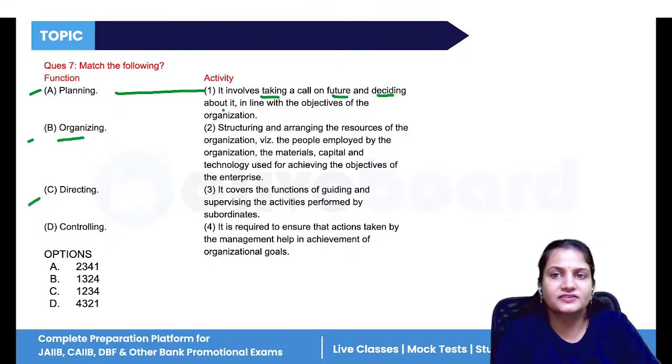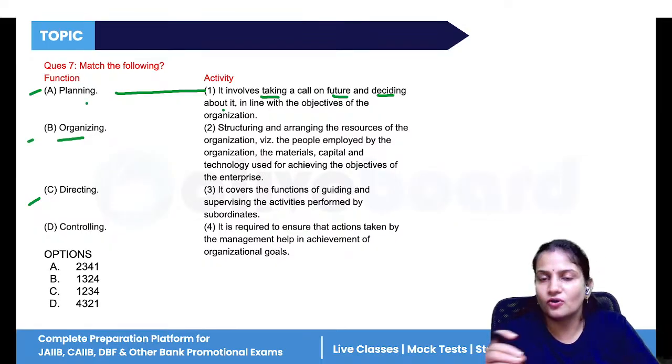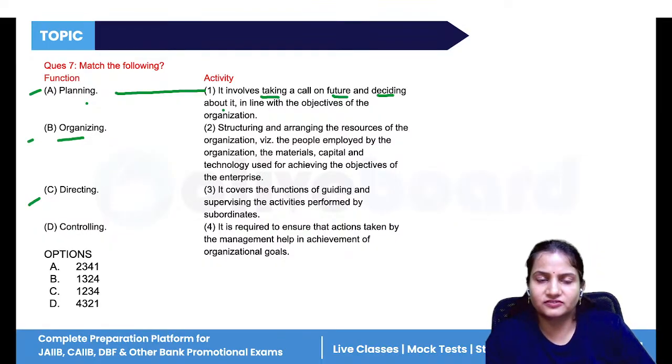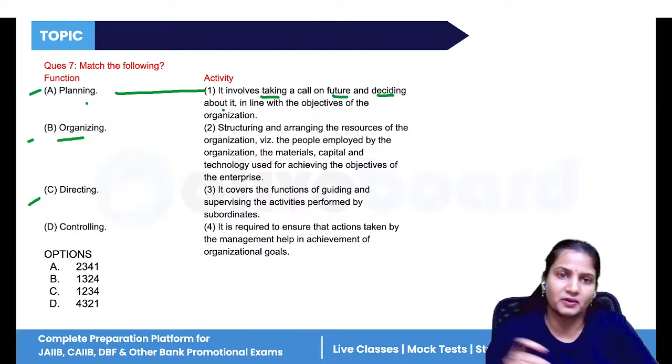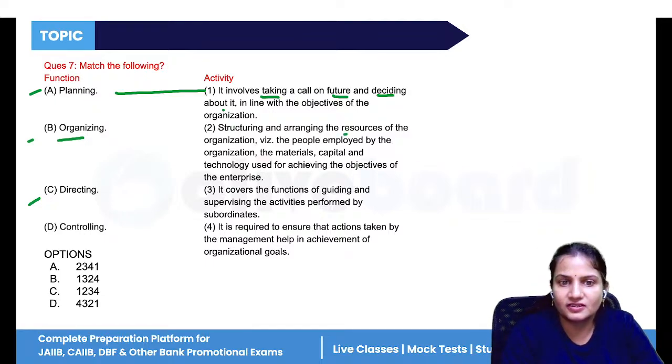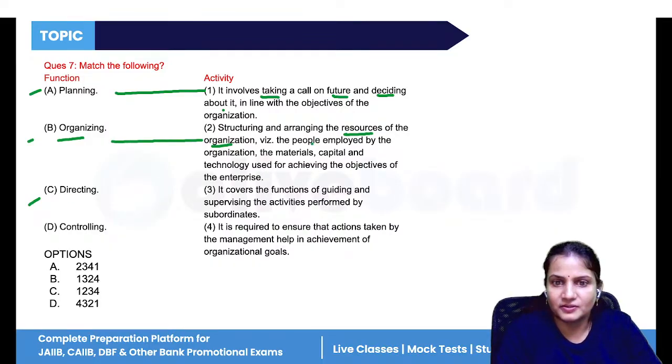Now, organizing is what? After planning, you have to organize the activities, allocate the departments, and allocate the tasks to your members, to your employees. So you have to arrange the resources and allocate accordingly. So structuring and arranging the resources of the organization, the people employed, and the organization's materials.